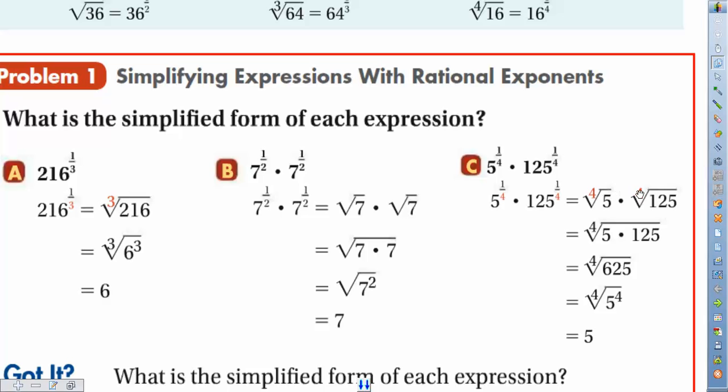Since they both have a 4th root, it's actually okay to multiply those two numbers together and get 625, and I need to figure out a number that when I multiply it by itself 4 times, I get 625, and that answer would be 5.